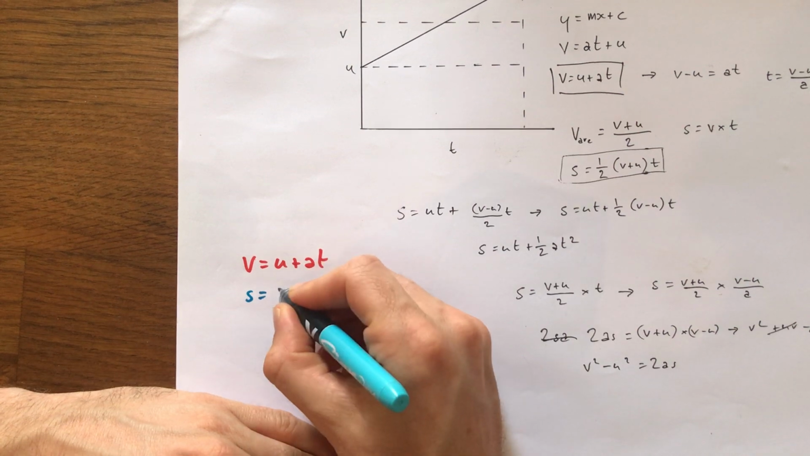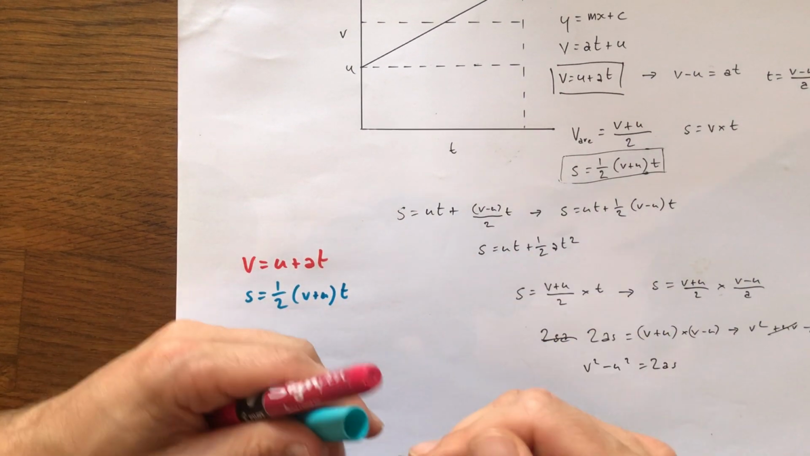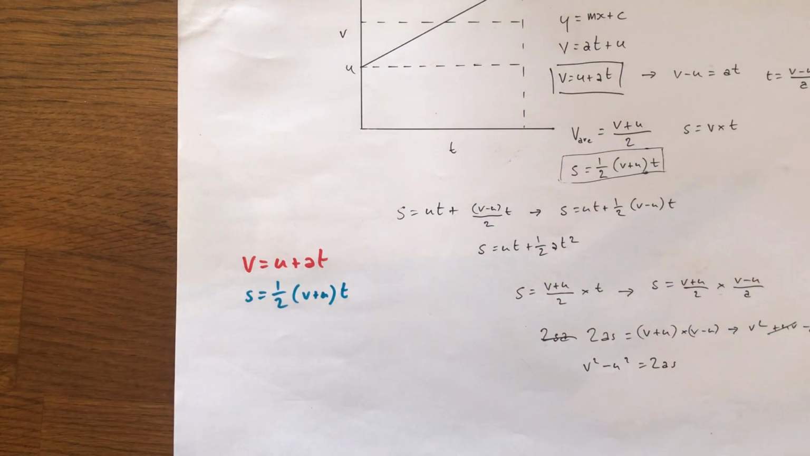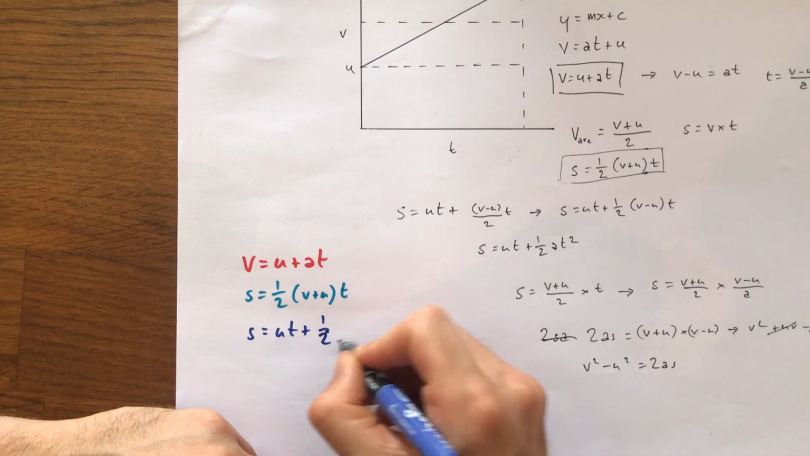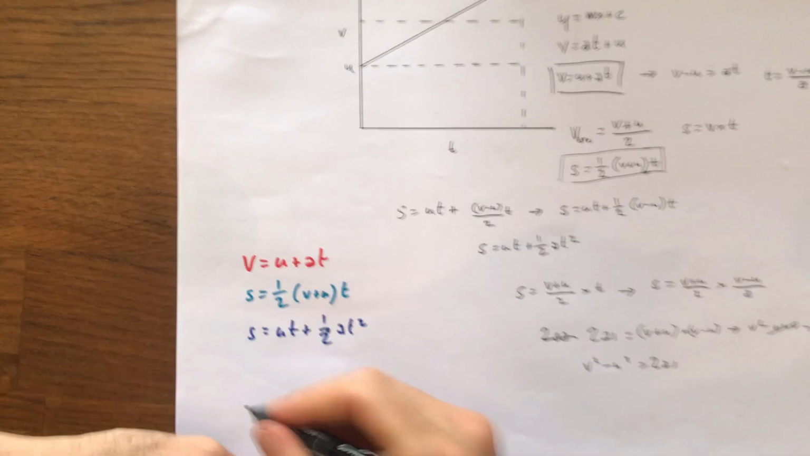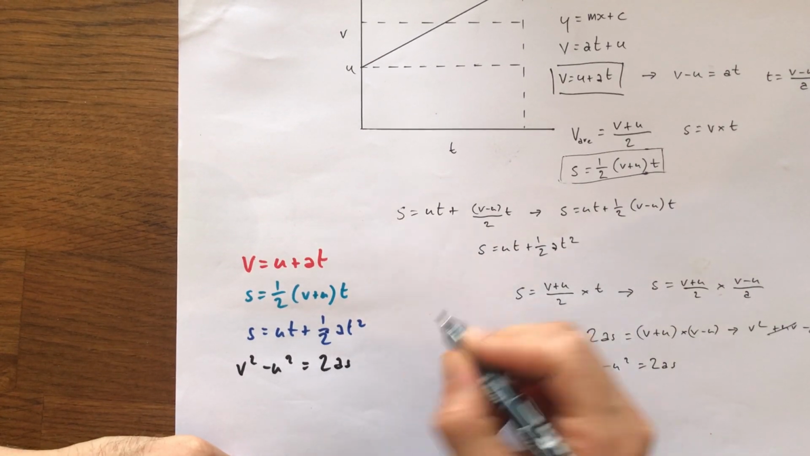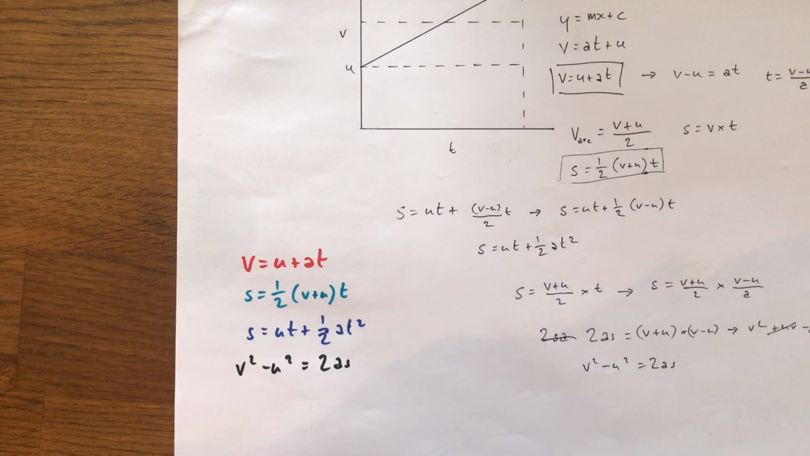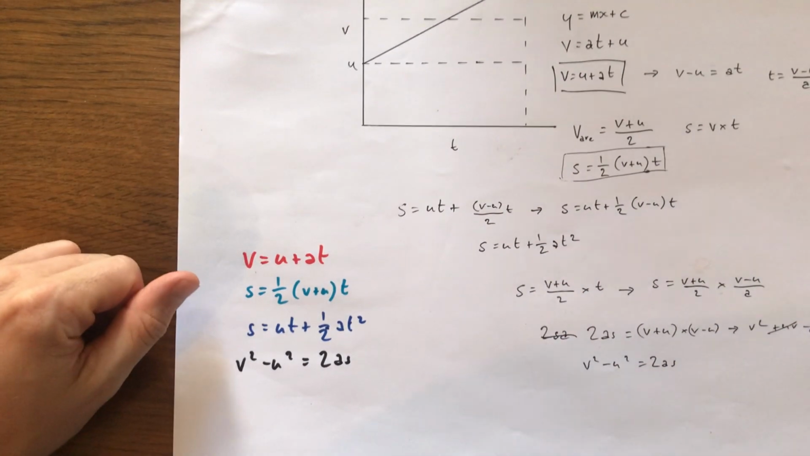So what we have is 4 equations: v equals u plus at, s displacement is equal to 1/2 (v plus u)t, s equals ut plus 1/2 at squared, and finally, v squared minus u squared equals 2as. Some people write it as v squared equals u squared plus 2as, whichever, doesn't matter. Okay, there you go. That's the derivation.